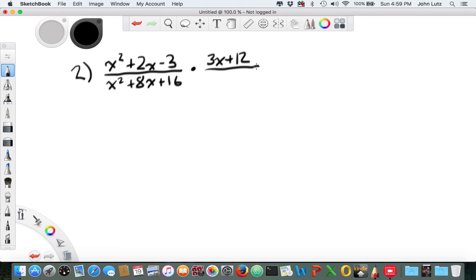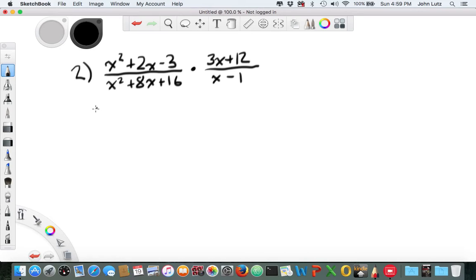So what we're going to do now is use that to do the same thing with multiplication of rational expressions. I've got x squared plus 2x minus 3 over x squared plus 8x plus 16 multiplied by 3x plus 12 over x minus 1. The first thing that I want you to do when you see this is factor everything. We need to factor x squared plus 2x minus 3, and the others. I'm going to let you do that part on your own because I know you've gotten pretty good at this. So I'm just going to tell you.